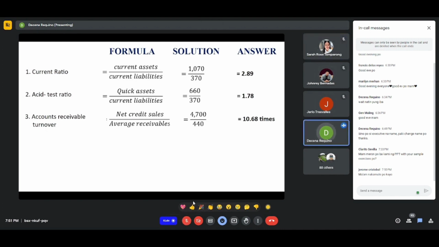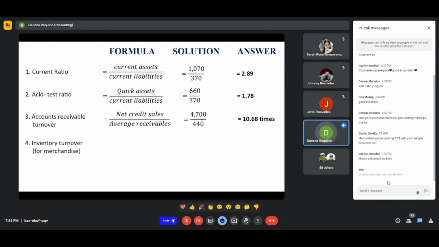Ayun, sa accounts receivable turnover, net credit sales divided by average receivable. So, dun sa sample kanina, ang net credit sales, dun kayo titingin sa income statement. Meron dong sales na 4,700. And then yung average receivable, since isa lang naman yung given na balance sheet, ang receivable doon is 440. So, ang accounts receivable turnover is 10.68 times.